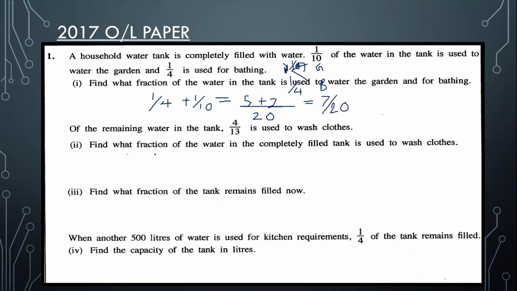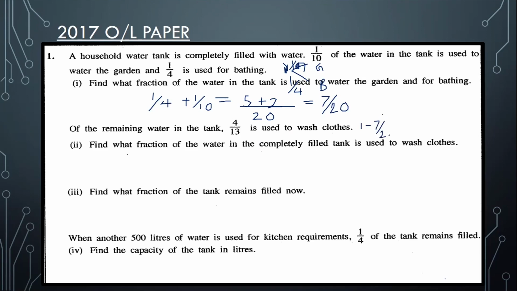Right? Of the remaining water in the tank, 4/3 is used to wash clothes. So from the remainder, we are going to wash clothes. So what is your remainder? That means total you have 1. You are using 7/20.